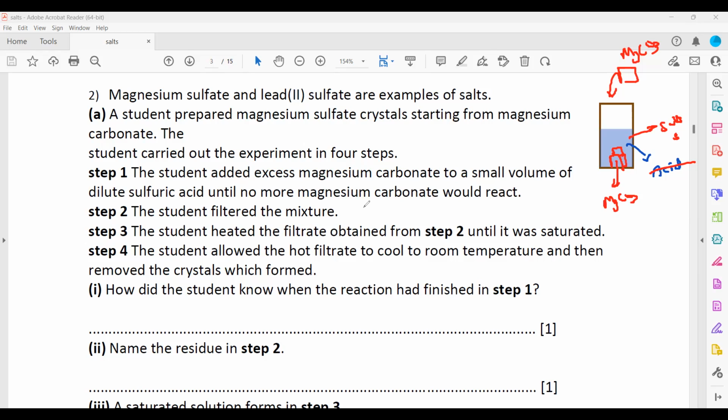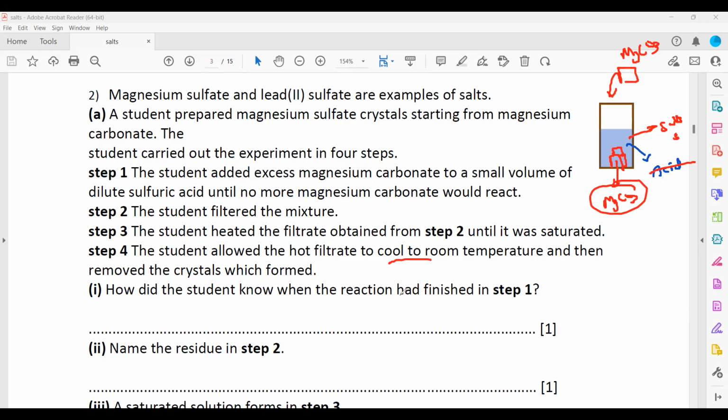The student filtered the mixture. What is the reason why the student filtered the mixture? To remove the unreacted magnesium carbonate, the extra magnesium carbonate is removed by filtration. So he's left with a salt solution, which is magnesium sulfate, and he carried out the crystallization. He heated the filtrate obtained from step 2 until it was saturated. The student allowed the hot filtrate to cool at room temperature, and then the crystals formed, and then he removed the crystals.